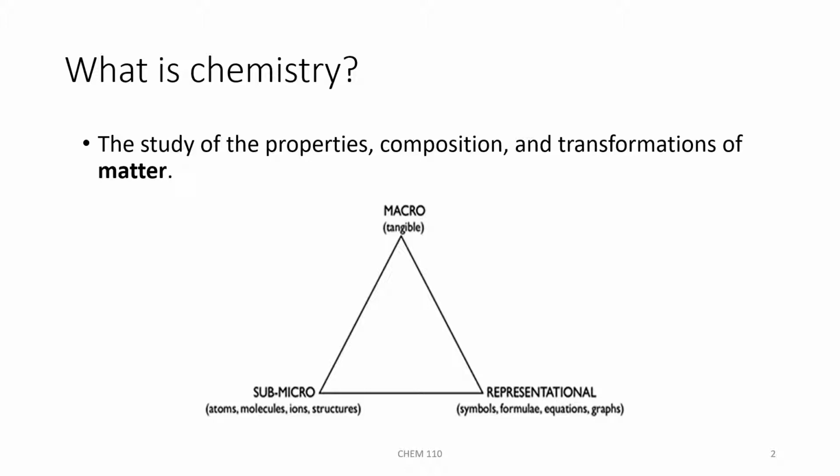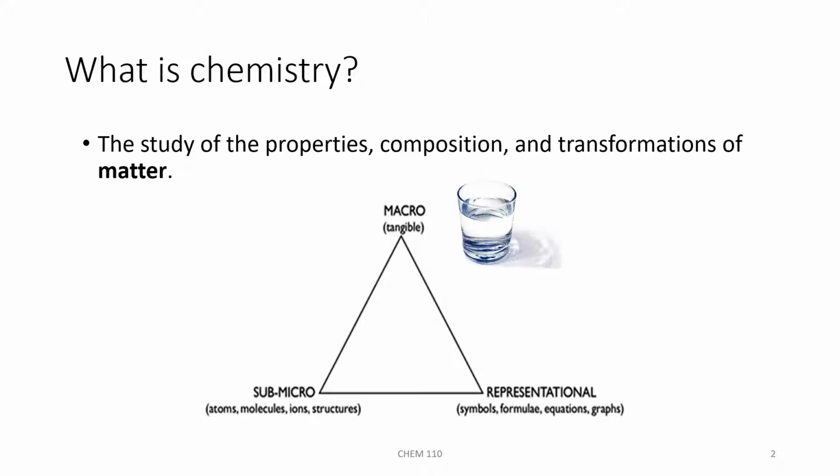We can talk about the macroscopic scale, which would be what we see in everyday life. We can look at the submicroscopic scale, which would be things that are invisible to the eye. And then we can also learn about the representational form of matter. So in chemistry, the representational form is very important. That's where we're looking at different chemical formulas and equations, different symbols.